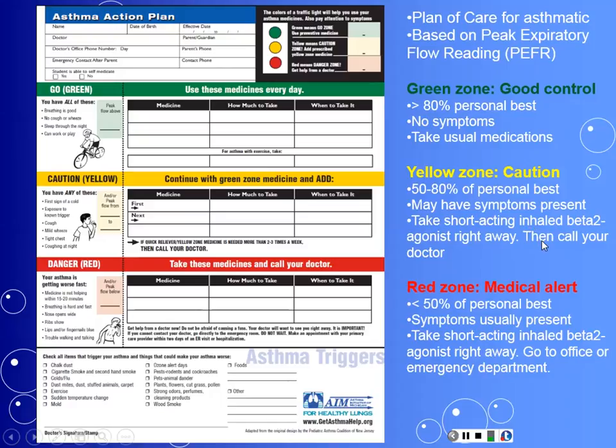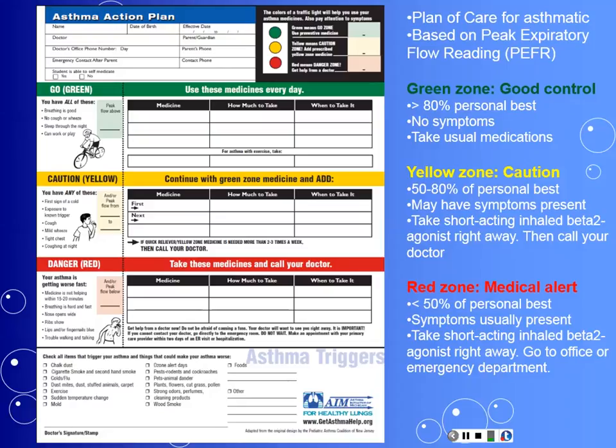Yellow zone is caution. That's going to be 50 to 80% of their personal best. Maybe this is a day when the weather's changed and we got a rainy day. They may have been exposed to a known trigger. They went on the pumpkin patch field trip with the kids at school and were exposed to the hay on a hay ride, and so they're just not feeling that good today. They've got a tight chest, they've been coughing all night. They need to take their short-acting inhaled beta-2 agonists, and then they need to call their doctor. Okay?